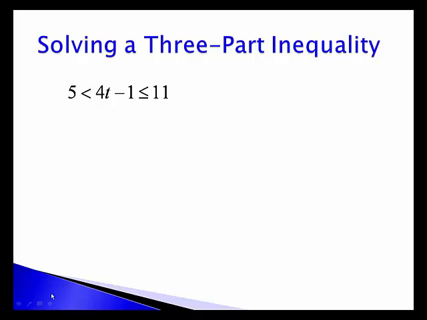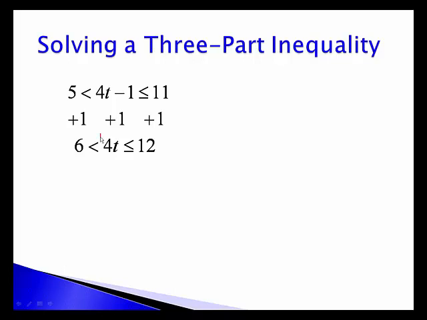But now let's include all of it again, and what we're going to do is we'll add 1 to all three pieces. Normally I would say add 1 to both sides, but this time I'll say add 1 to all three pieces. So we're going to work this entire inequality together. When we do that, what we get is 6 is less than 4t, which is less than or equal to 12. And all I've done is add 1 to all three of these pieces.